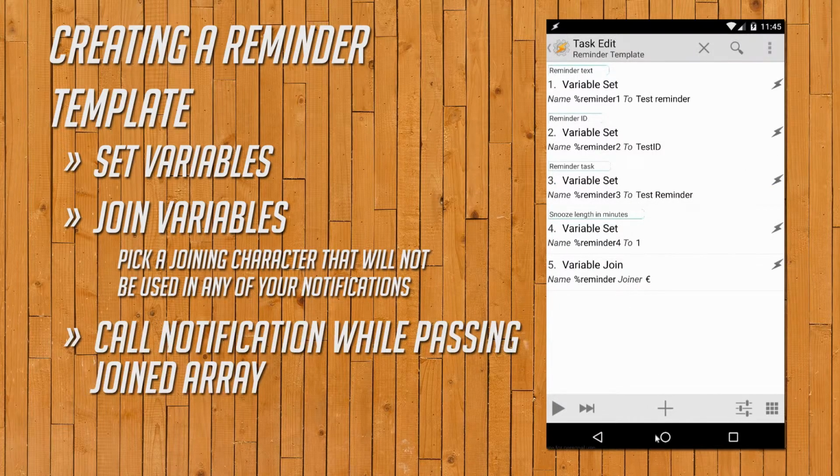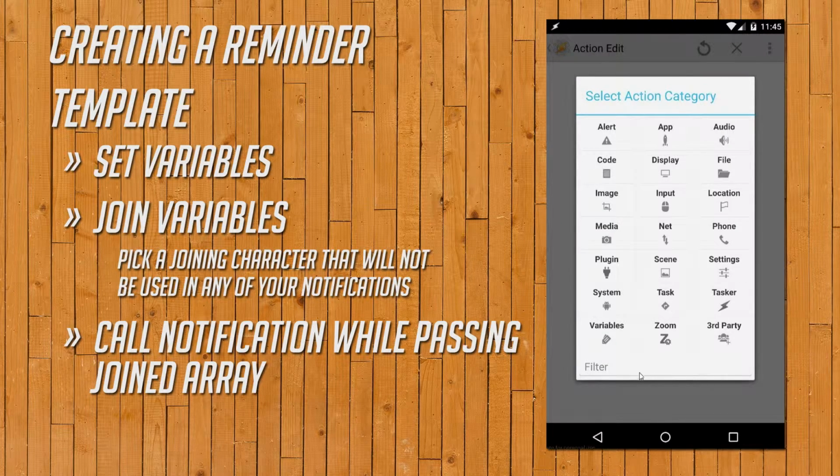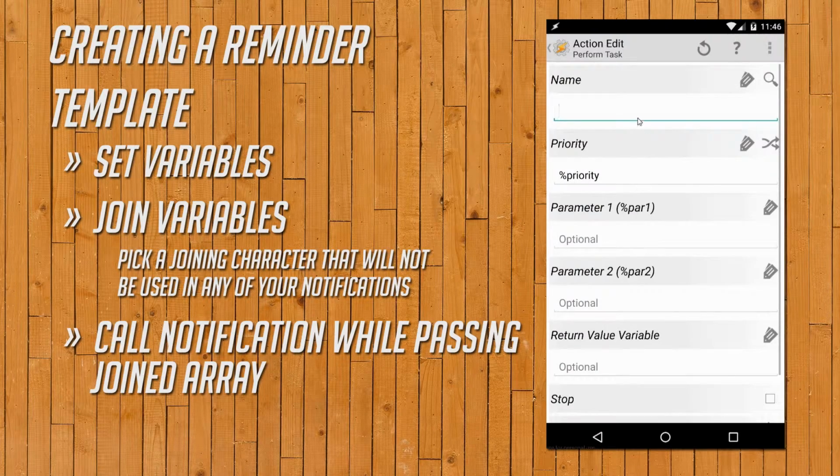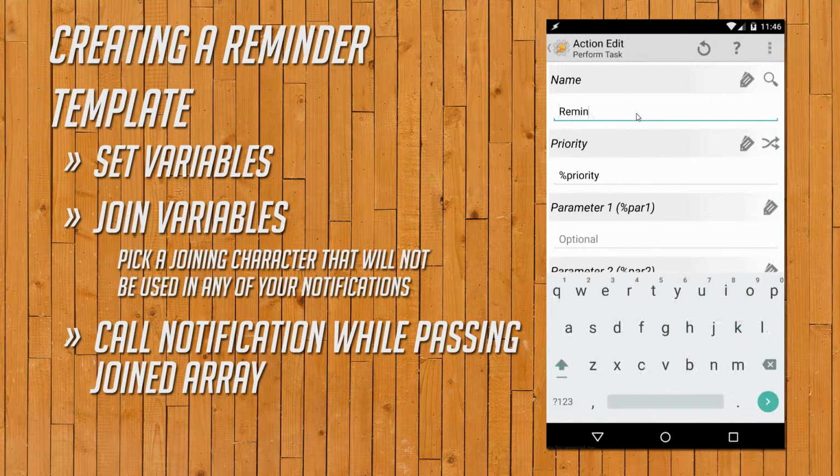Next, we need to call our reminder notification task from before while passing our joined array as a parameter. So let's add a new action, select task, and then perform task. We then tell it to call our reminder notification with parameter 1 set as our joined array.